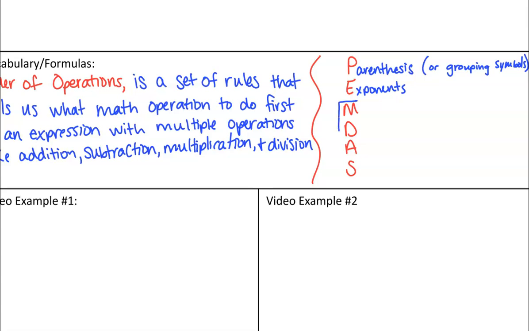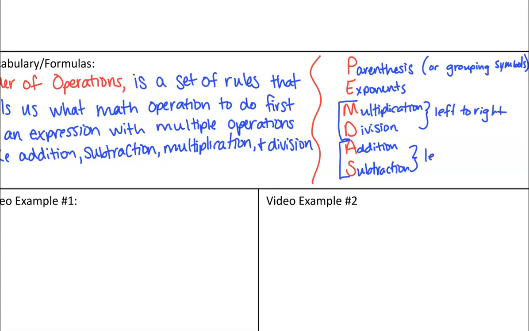Now, these are grouped together and you work them from left to right. A and S stand for addition and subtraction, and they are also grouped together. So PEMDAS is not the end-all be-all. Sometimes there are some exceptions or something doesn't quite seem like it fits in there, but for the most part, you're going to be doing this.